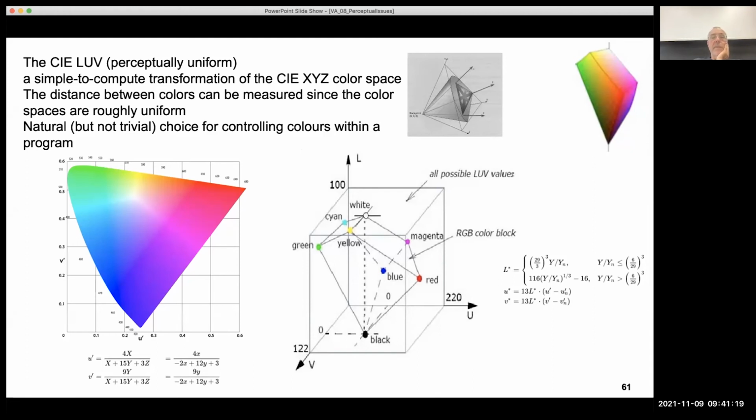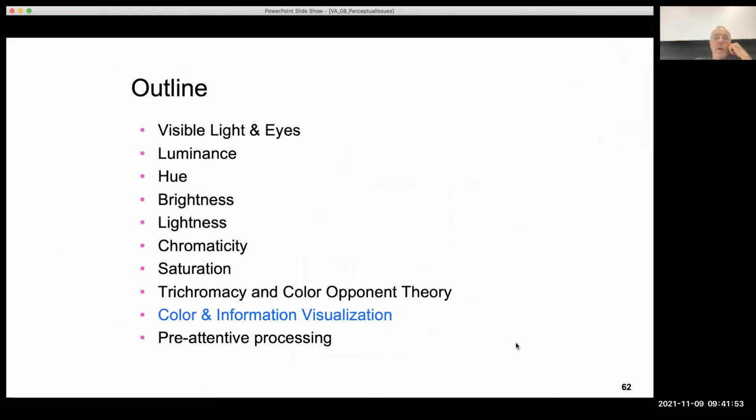Again, it is not perfect, but basically, if you take two colors in this L, U, and V space, the distance between these two colors is proportional to the perception of these colors. And this is the image of it. This is what is visible, because using this color scale, you can also define colors that are not visible. And you can use it to use color in information visualization in the right way.